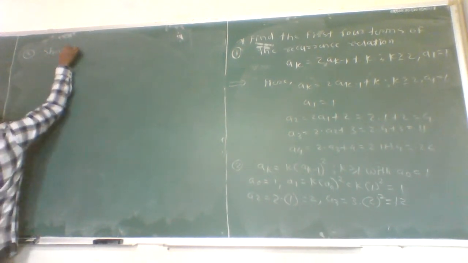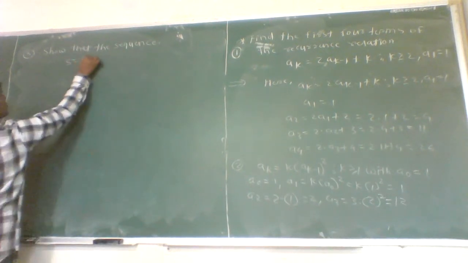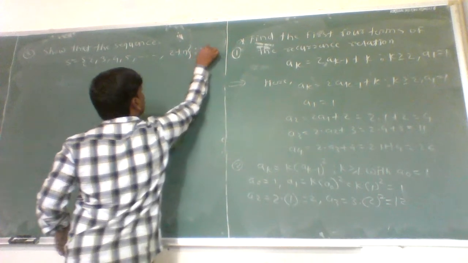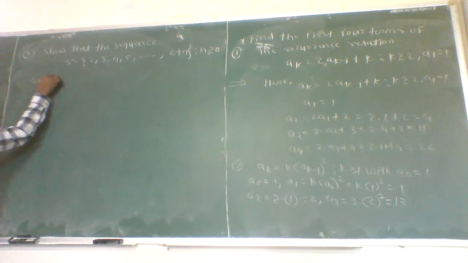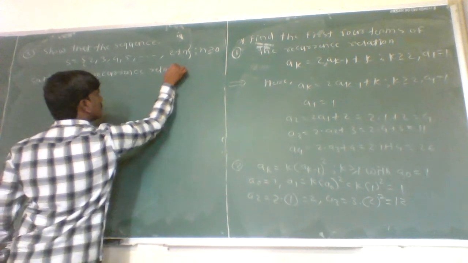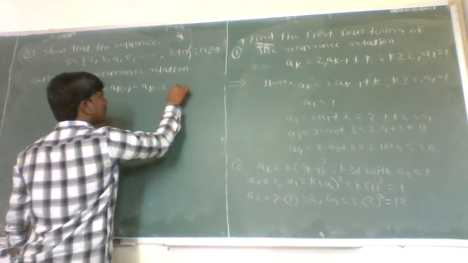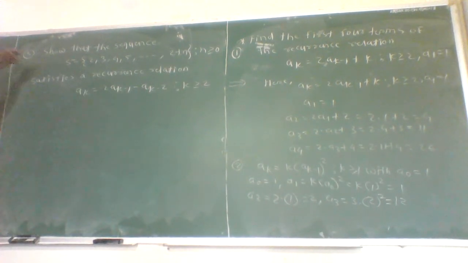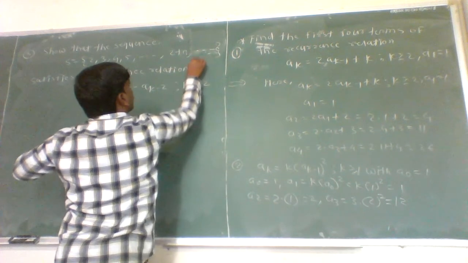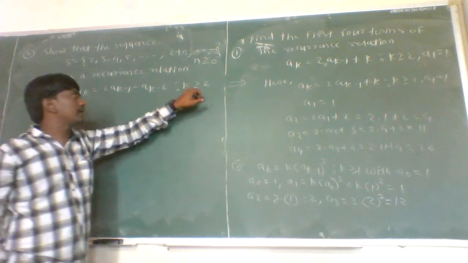Okay, now the next example is: show that the sequence which contains the elements 2, 3, 4, 5 and so on, up to 2 plus n, where n is greater or equal to 0, satisfies the recurrence relation ak is equal to 2 times ak minus 1 minus ak minus 2 whenever k is greater or equal to 2. Now here we are given one sequence which contains the elements 2, 3, 4, 5 and so on, 2 plus n, where n is greater or equal to 0. So we have to show that this sequence satisfies the recurrence relation ak equal to 2 times ak minus 1 minus ak minus 2 whenever k is greater or equal to 2.